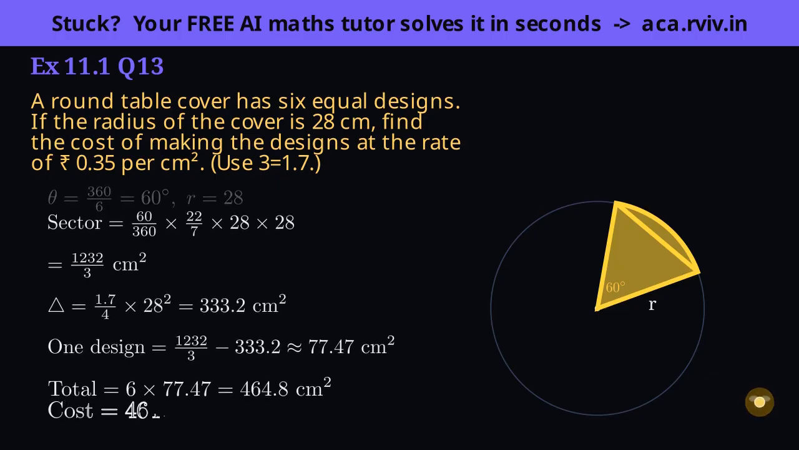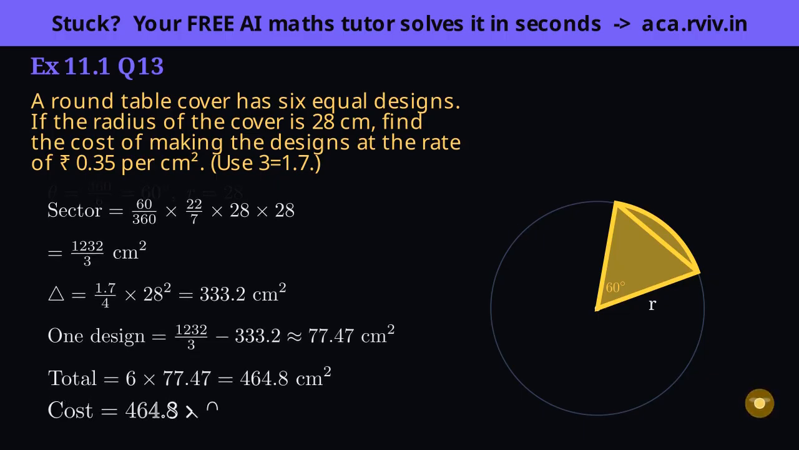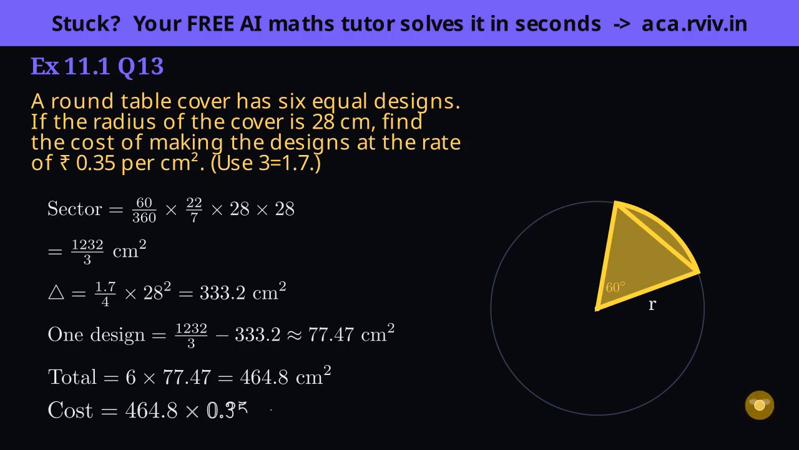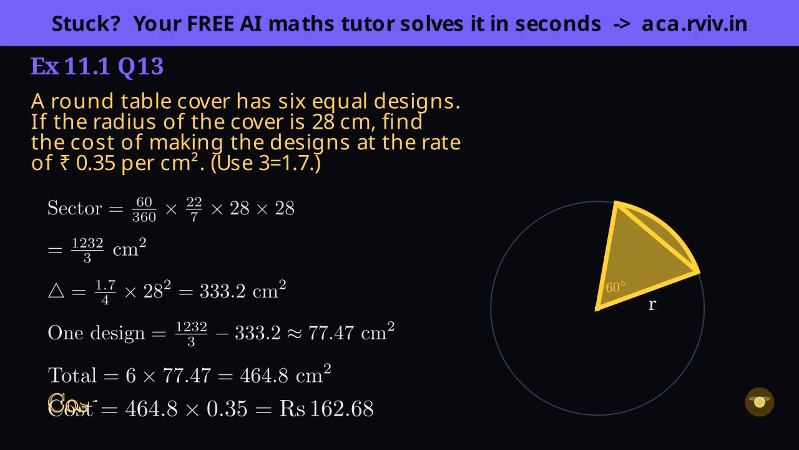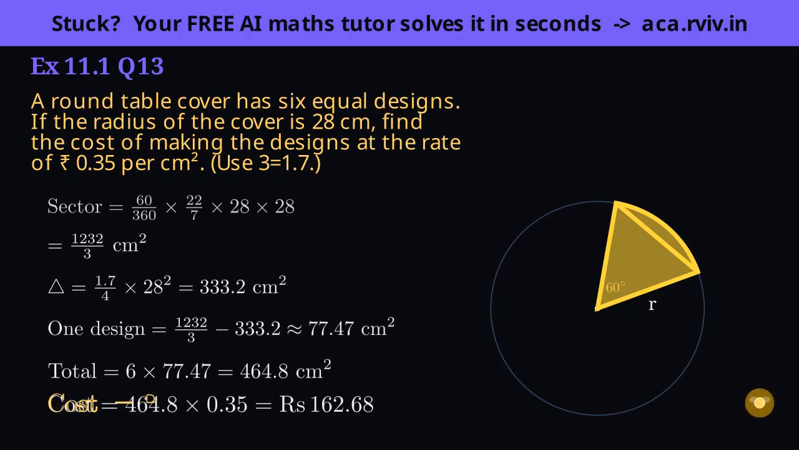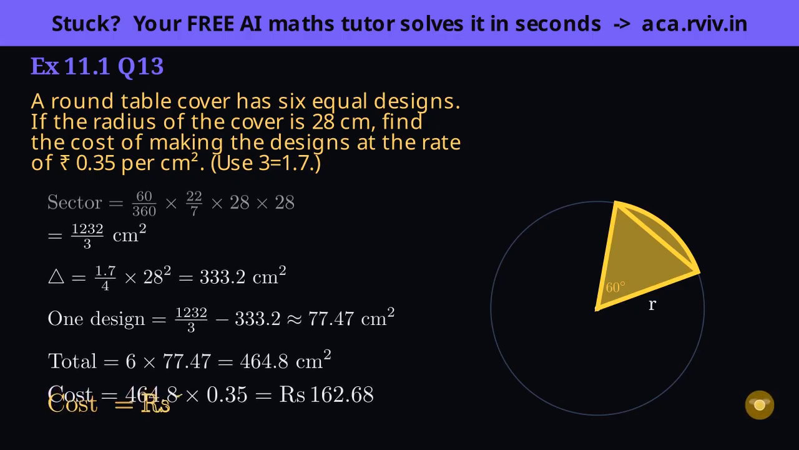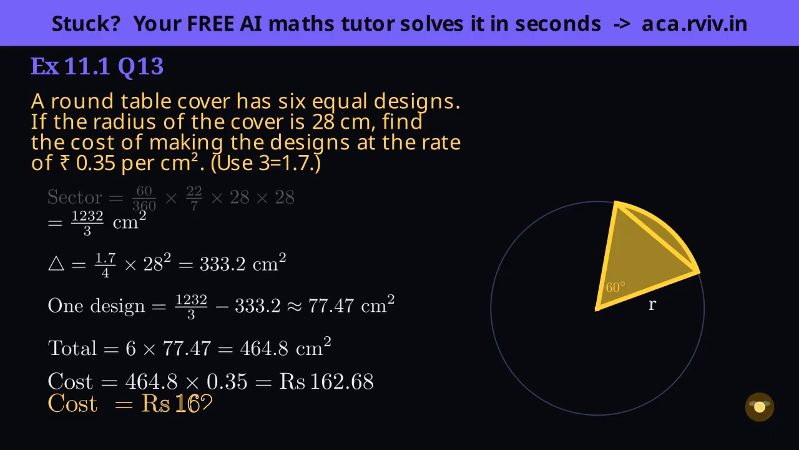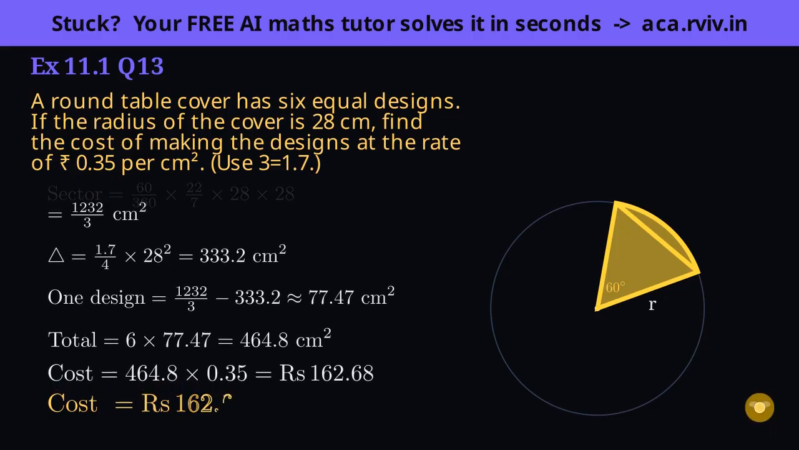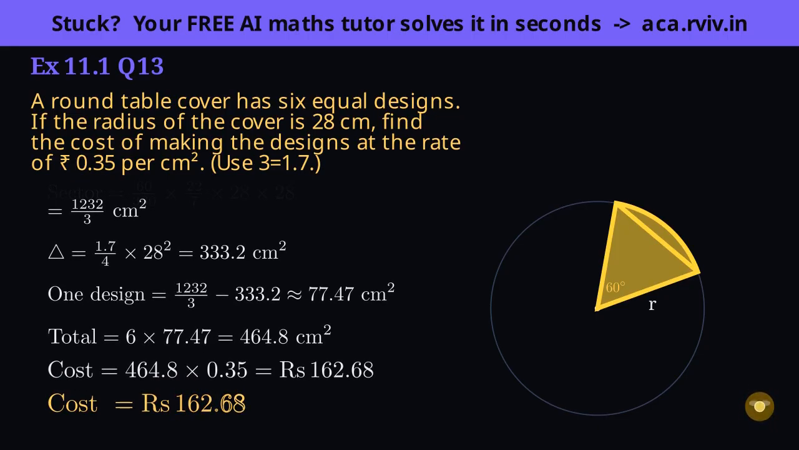Cost is area times the rate per unit area. So multiply 464.8 square centimeters by 0.35 rupees each, about 162 rupees 68 paise. The habit for any repeated design question: find one piece, then multiply by how many there are. Never redo the same work 6 times. And cost is always area times the given rate per unit, so keep that as the last step.